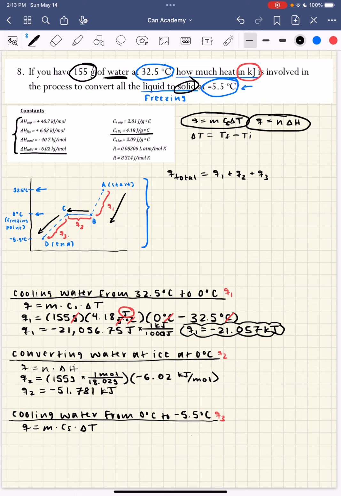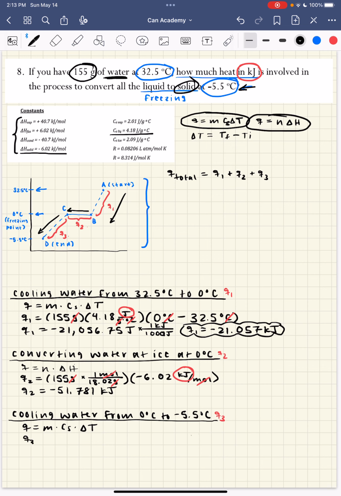And this is not joules, this is kilojoules, because as we can see, the grams cancel, the moles cancel, and we're left with kilojoules. So finally, our last Q value is going to be Q3 because we found Q1 and Q2. And this is also going to involve a change in temperature because we're going from 0, which is the freezing point, to the final temperature, which is negative 5.5. So we know we're going to use the same equation that we used to find Q1.